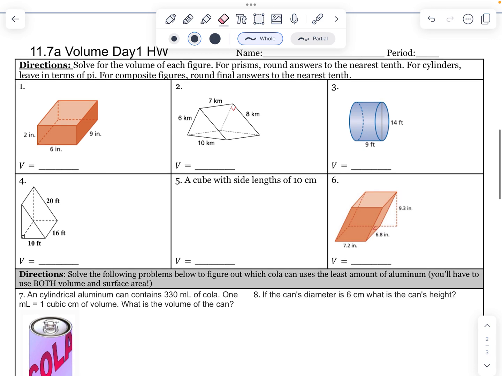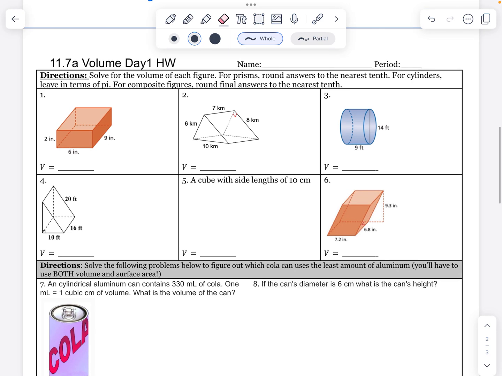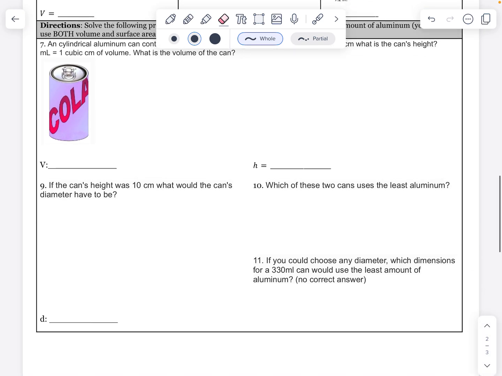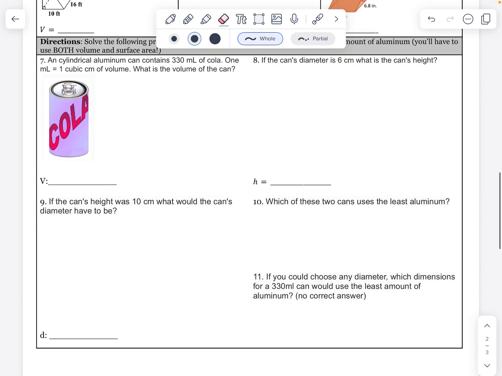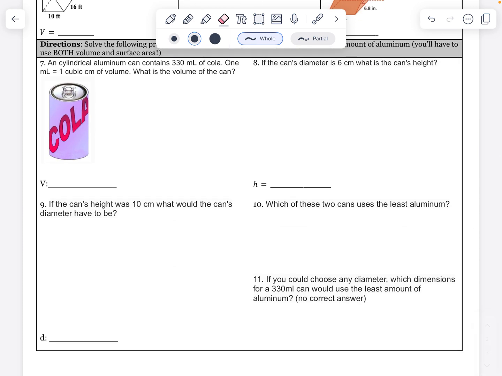Alrighty. Volume homework. Top ones are pretty simple. We get into a pretty fun little activity down here though. So we have a cylindrical volume. So this is a cylinder. Contains 330 milliliters, which is the same as 1 cubic centimeter.